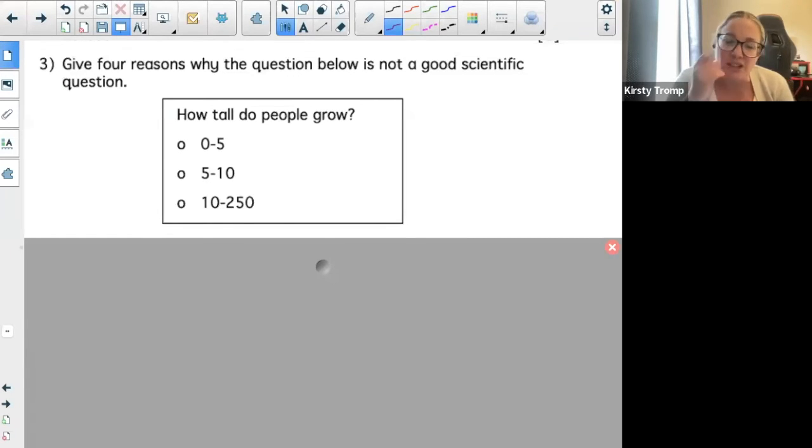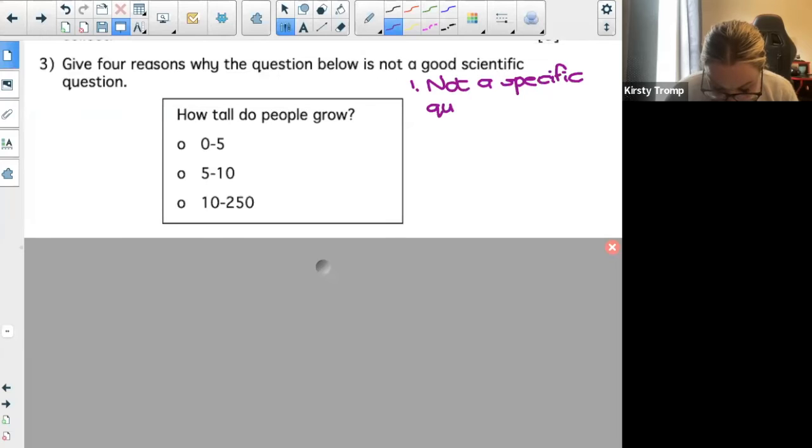Fantastic. Thank you, Bernicia. So Bernicia is absolutely right. She's saying for number 1, that it's saying how tall do people grow 0 to 5, 5 to 10, 10 to 50. That's not very specific, hey? It's not telling us what that means. So it is not a specific question. So it could be specific if they did something, all right? And I'm hoping somebody else gives us their reason and maybe they pick it up.